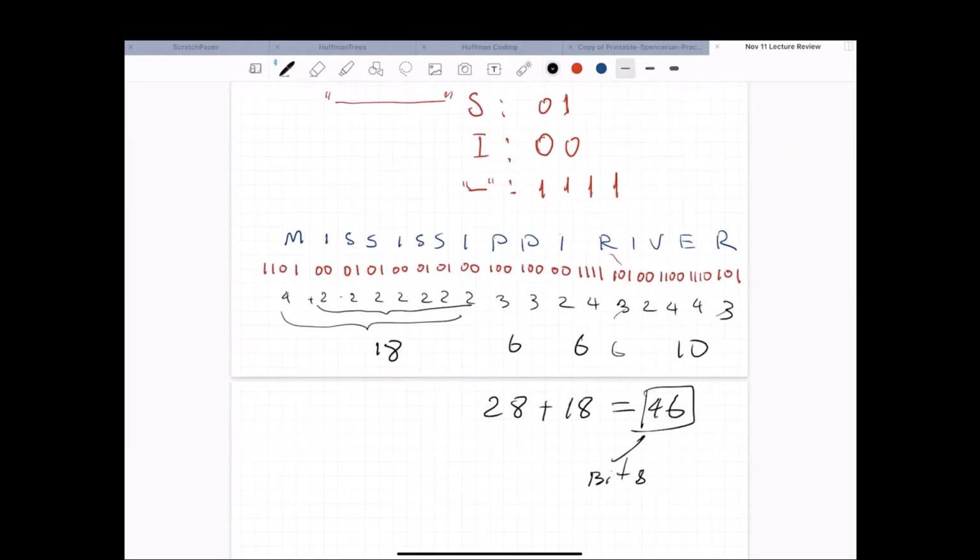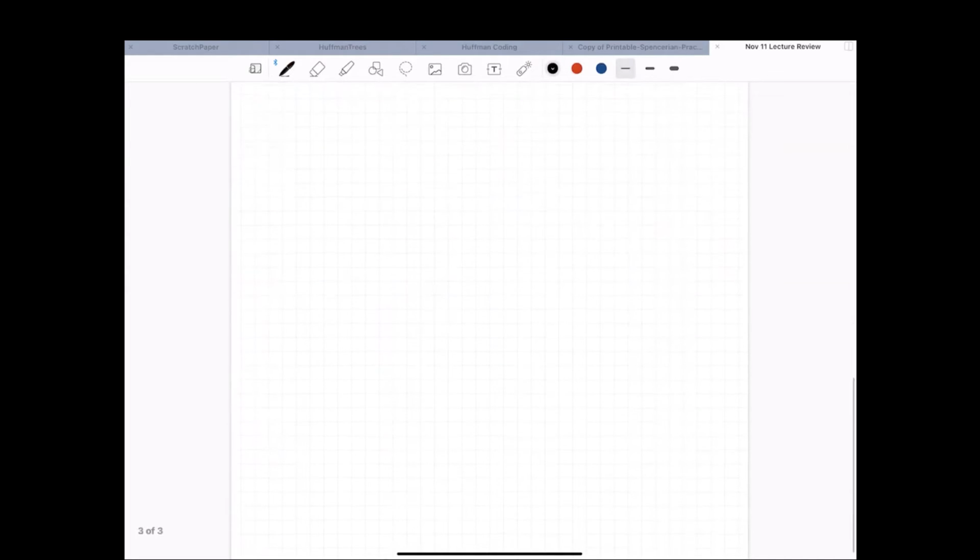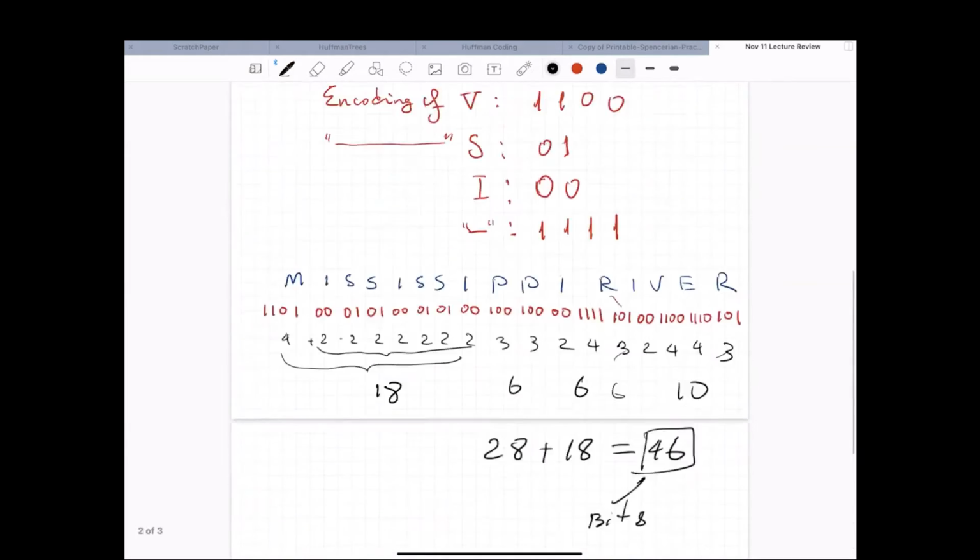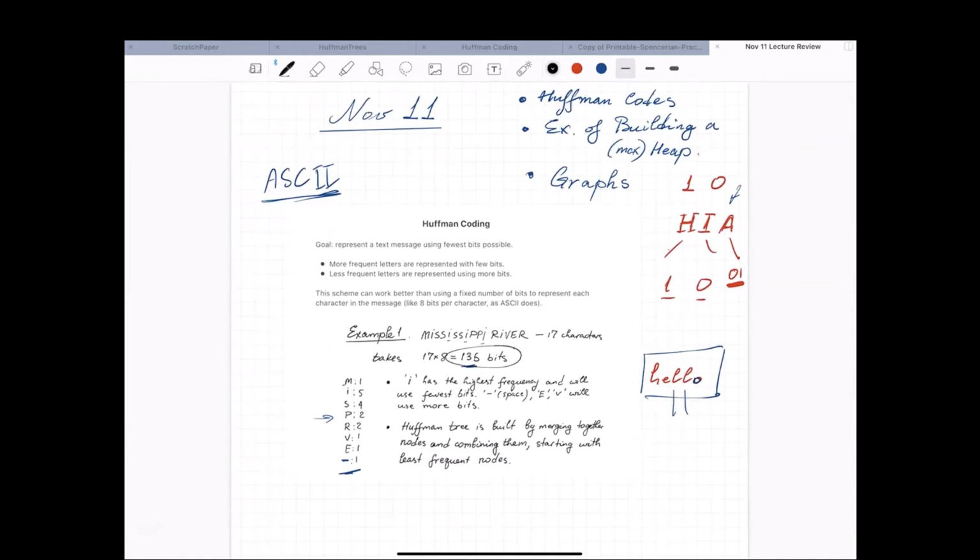Does that make sense, how Huffman codes are built? They're used to compress information. You can use this in images as well, some variation of it. What else do we need to do?